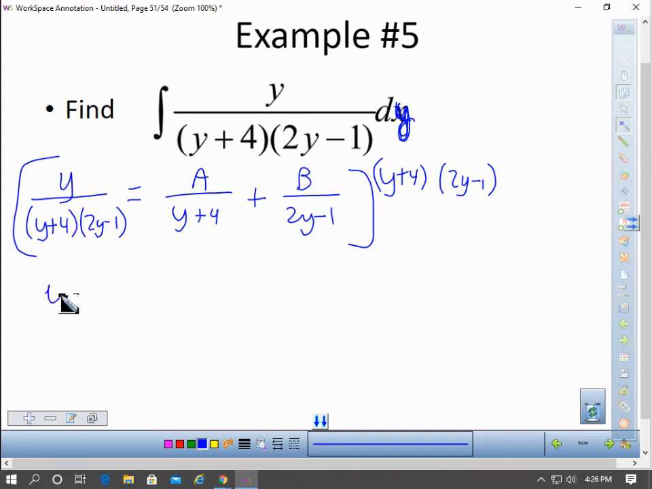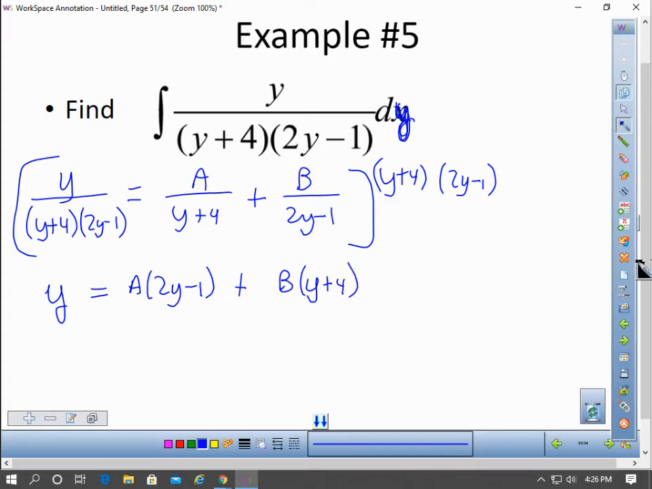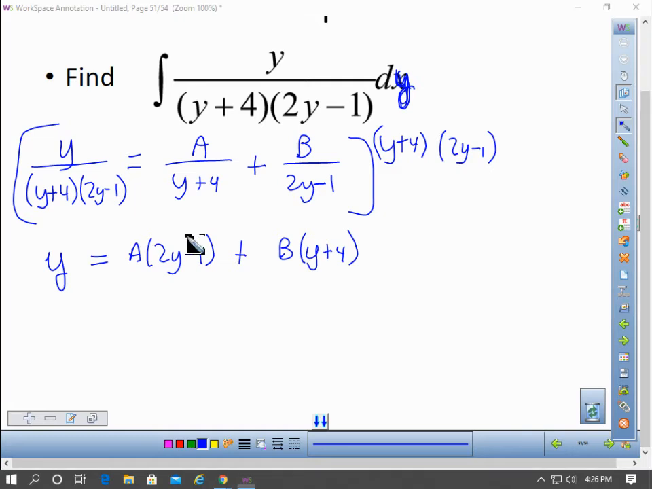So we end up with just y. And remember, the shortcut is a ends up getting multiplied by this denominator. So it's a times 2y minus 1 plus b, and b gets multiplied by this denominator over here. So now you do your choices. You choose specific values of y that will get rid of each letter.